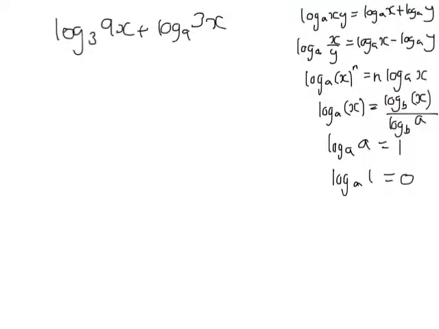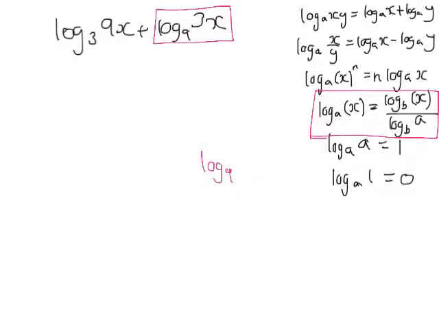Our final example involves using the change of base law. Here we've got two logs to two different bases. So what we're going to need to do is change one of the bases using this law here. So I'm going to change the base of log to the base 9 of 3x, so we have a base of 3. So I'm just going to do this working here on the side. Log to the base 9 of 3x.